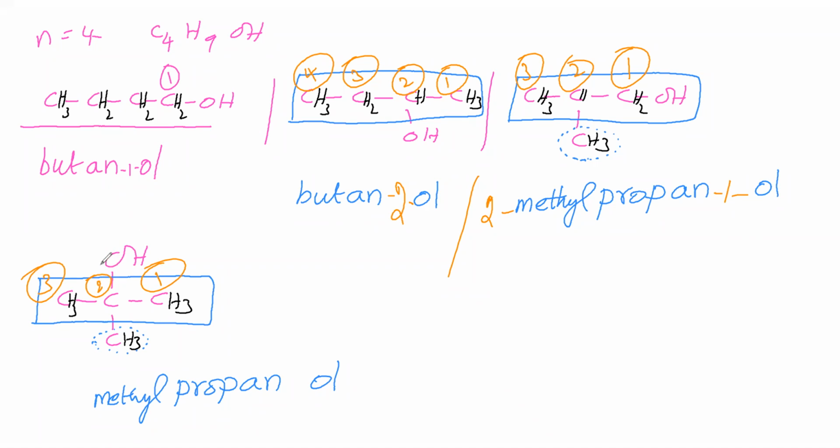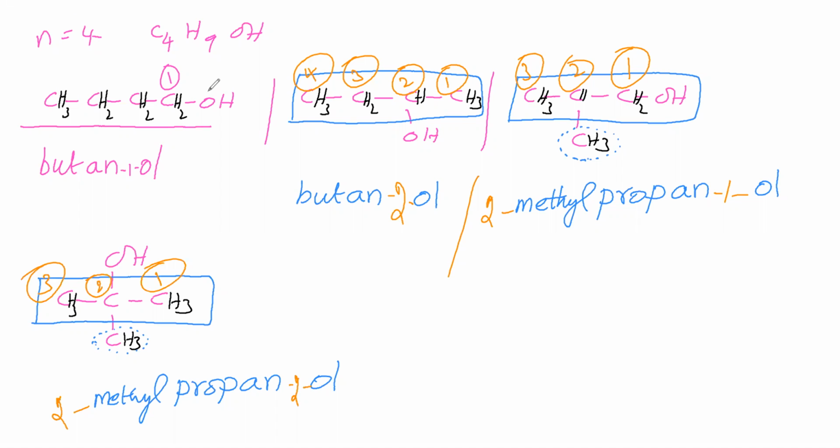Now the alcohol group is attached to the second carbon of the parent chain, therefore the position of the alcohol is 2. This methyl group is the branch here. This branch is attached to the second carbon of the parent chain, therefore we will say 2-methyl. So these are the IUPAC names of these compounds. Now for this C4H9OH, this many isomers are possible.